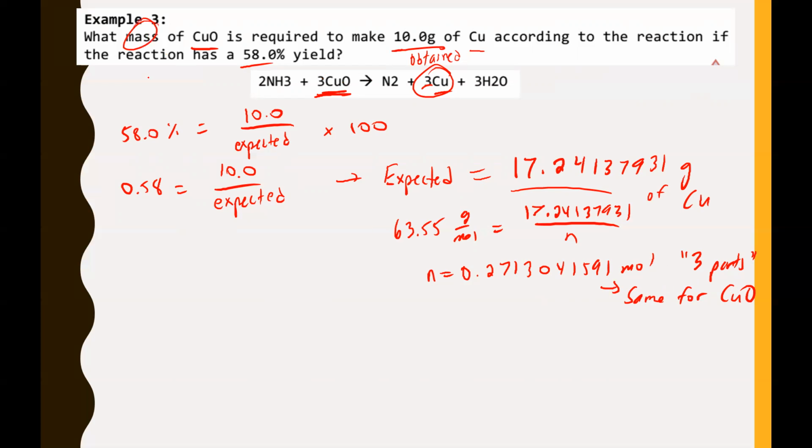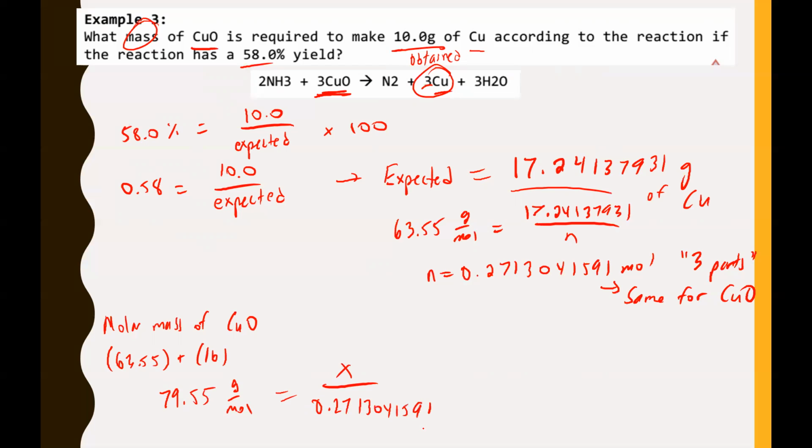So if we're looking for what mass of that is required, we just need to use the molar mass of CuO. The molar mass of CuO is the molar mass of copper, which is 63.55, plus the molar mass of oxygen, which is 16. That gives us 79.55 grams per mole. Set that equal to some number of grams, which is what we're looking for, over your number of moles, which is 0.2713041591. Multiply that over to the other side, and you're going to find that x is going to equal, to 3 sig digs, 21.6 grams of CuO.